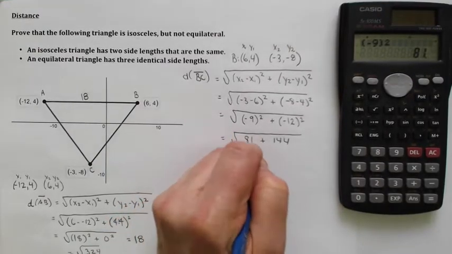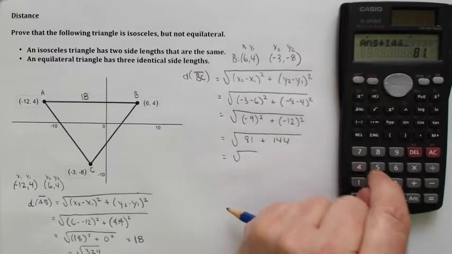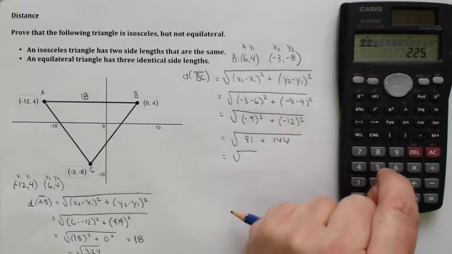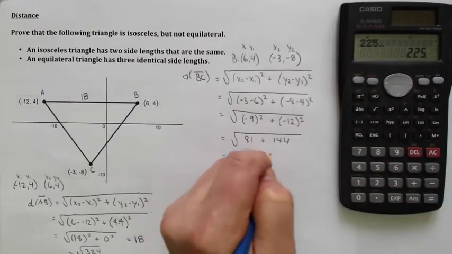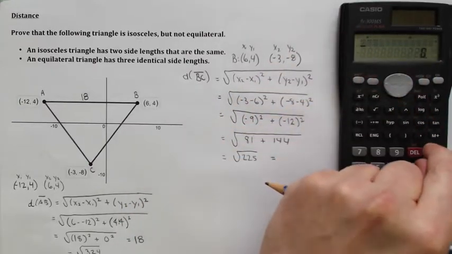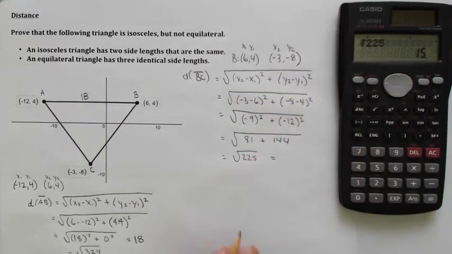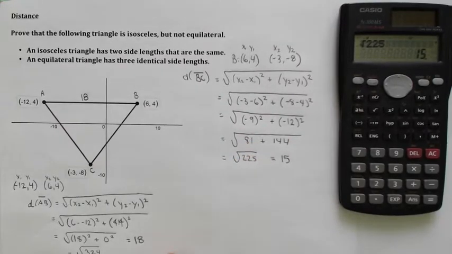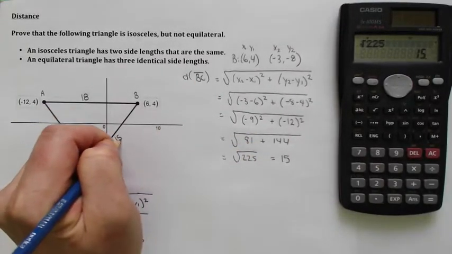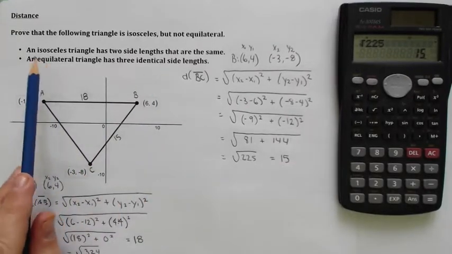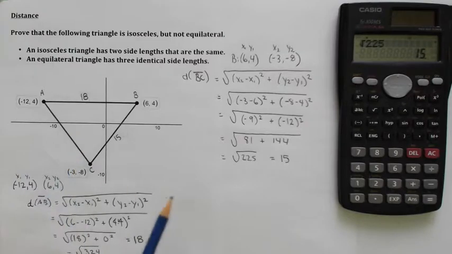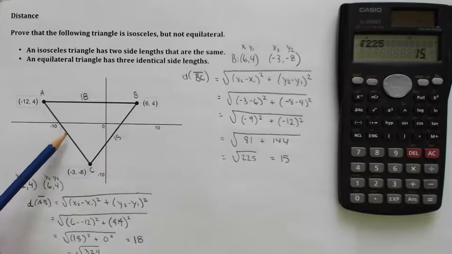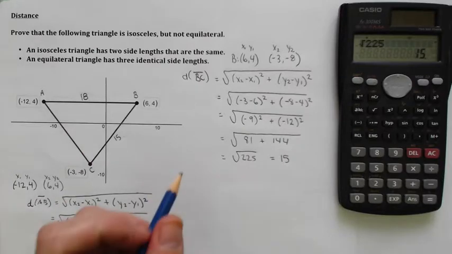So we'll add that 144 now, and we get 225. And we have to take the square root of that 225. So clear, square root, 225, 15. So BC is 15. So we know right away that we're not dealing with an equilateral triangle, because these would both have to be 18s or both have to be 15s. So since we know it's one of the two, chances are it's going to be isosceles. But we'll prove it by making sure, by calculating the distance now from A to C.